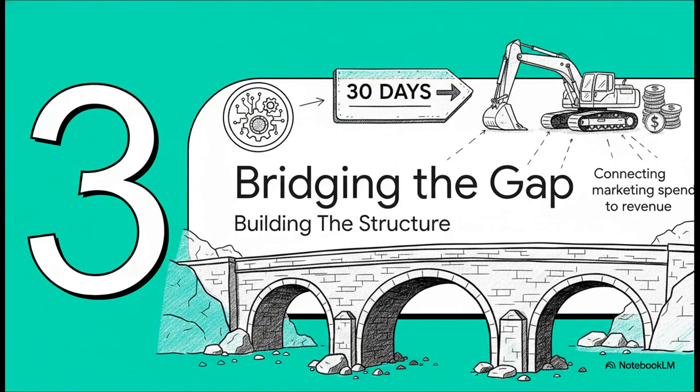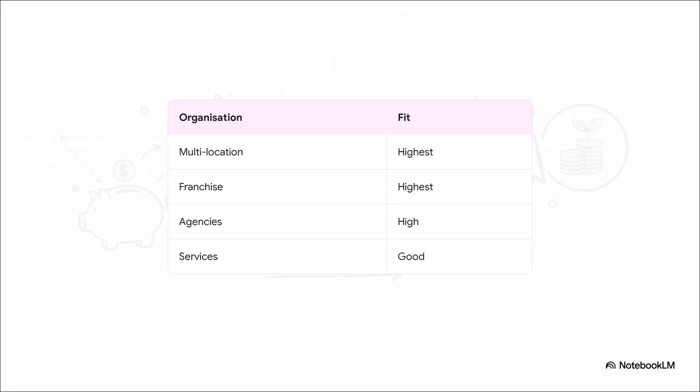Moving right along to Section 3, bridging the gap. So how do we actually fix this foundation before bringing in the heavy machinery? Well, that is exactly where the Marketing Clarity Accelerator comes in. It's this absolutely crucial 30-day bridge to get your team structured. And as you'll see here, this bridge is highly targeted.